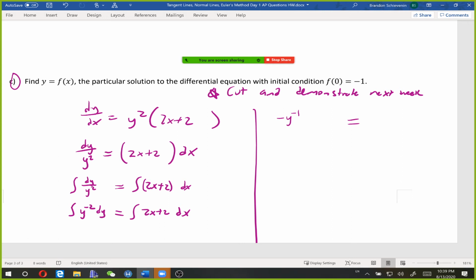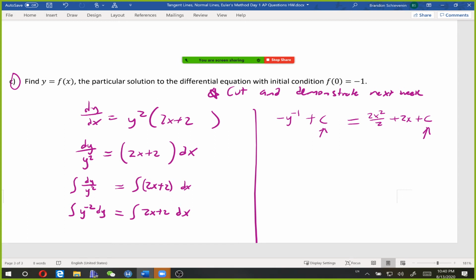I'm going to add 1 to the power, so this negative 2 will become negative 1, and then divide by the new power. If I divide by negative 1, that's the same thing as making this negative. Plus c. And then what about the right side? 2x squared over 2 plus 2x plus c. Okay, now it's important to note these c's are random constants, but they're not necessarily the same value.